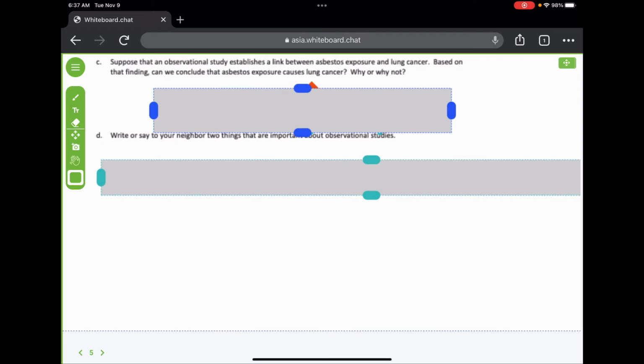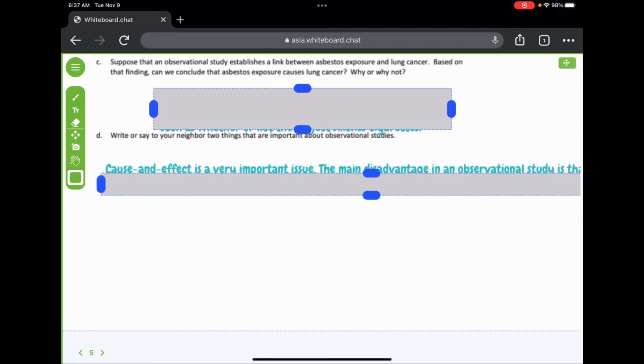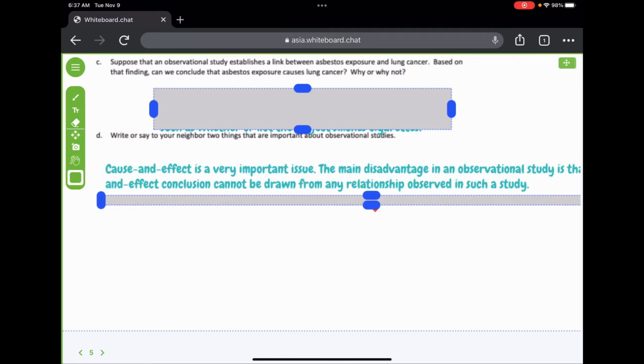Maybe they have a genetic predisposal to having cancers. Okay, so you don't really know that. You can't make that assumption. D says write or say to your neighbor the importance about observational studies. Okay, so we've already talked about these. The cause and effect is a very important issue.